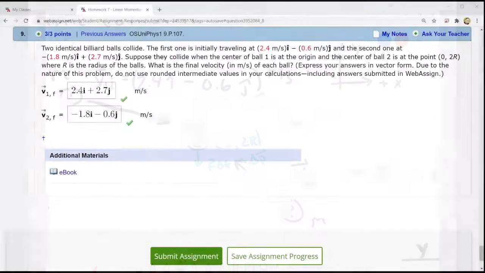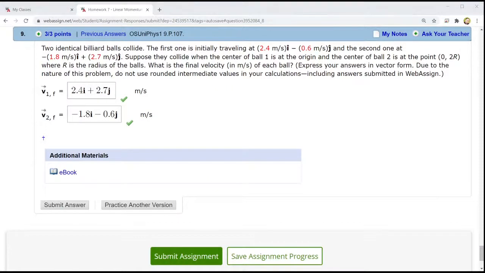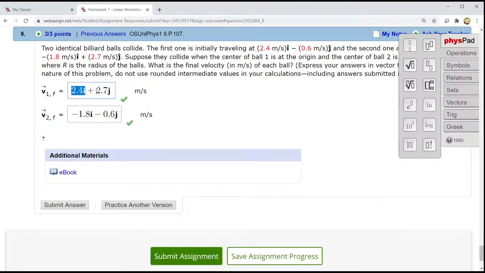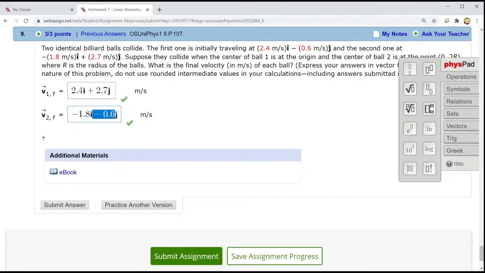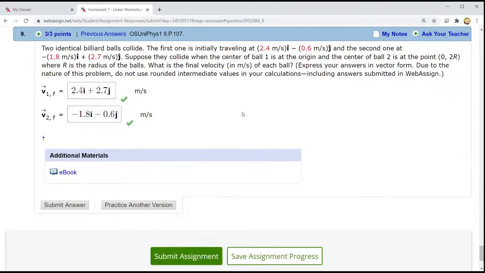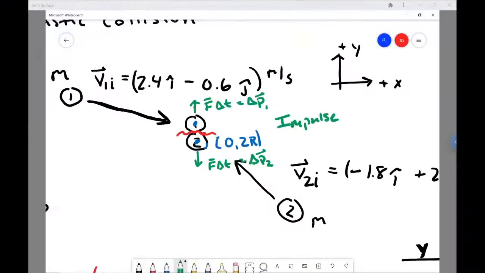Oh, whoops. I forgot to change sources. So their horizontal velocities are unchanged and their vertical velocities are switched. The vertical components of their velocities are switched. So ball 1's y component is 2.7 after the collision, and ball 2's is negative 0.6 after the collision. Okay, so let's go back to here.